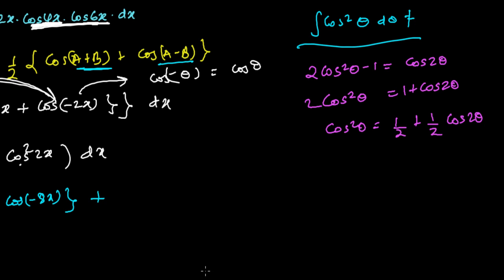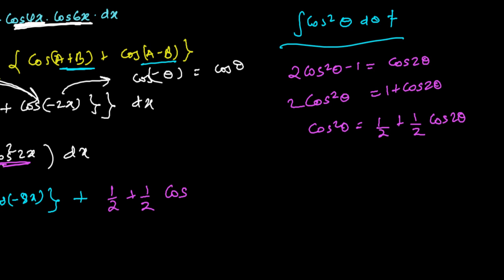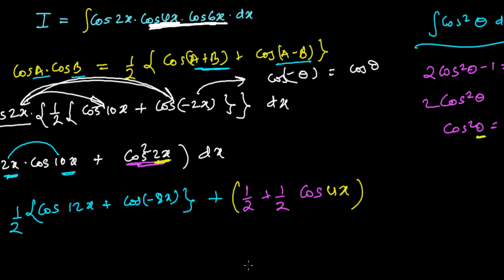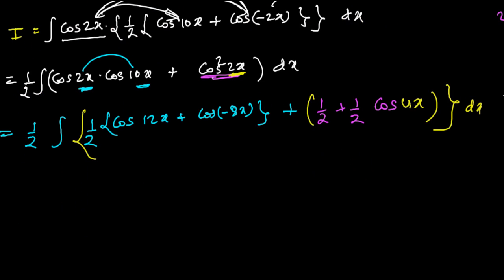So here, in the place of this cos square 2x, I'm going to use 1 by 2 plus 1 by 2 cos 2 theta. Now see here very nicely, when our angle was theta, it is twice theta, so when the angle is 2x, it will be twice of 2x, that is 4x. And then the big bracket is getting closed, dx.